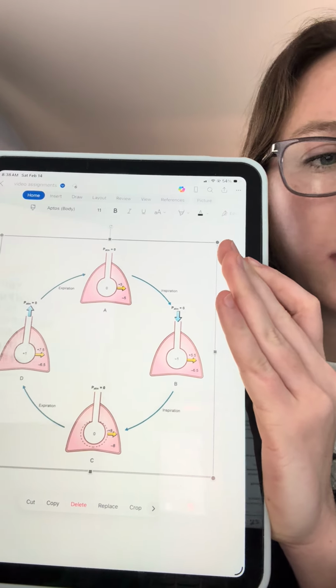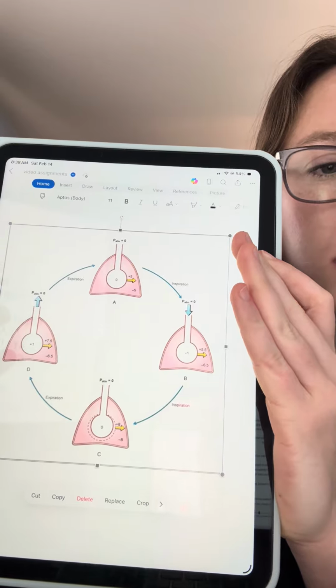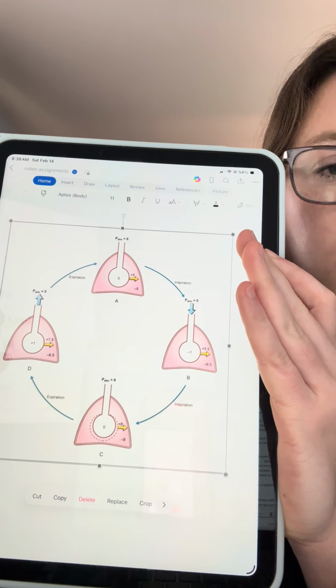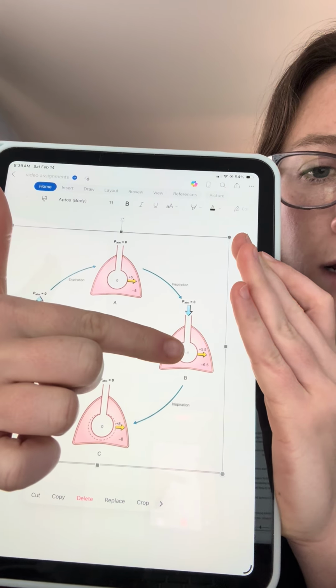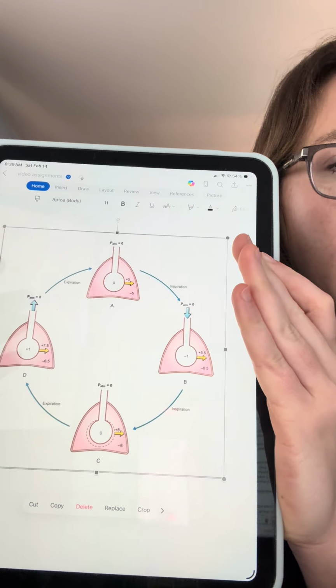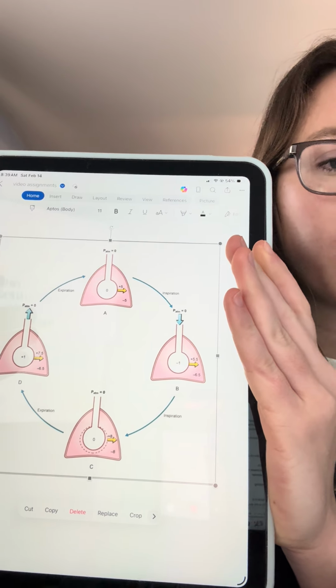Due to this increase in volume, our pressure decreases. The alveolar pressure decreases to -1 inside of the lungs. This creates a pressure gradient with the atmosphere, so air flows in until the alveolar pressure is 0 and equal with the atmosphere. So 0 up here, -1, air will go in until we're at equilibrium back at 0.